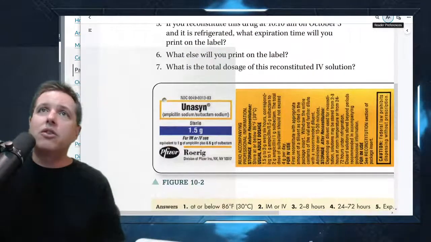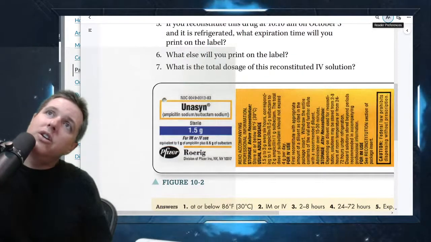How is this drug administered? Okay, usual adult usage. They're telling you.